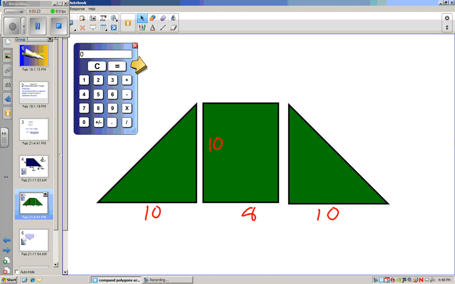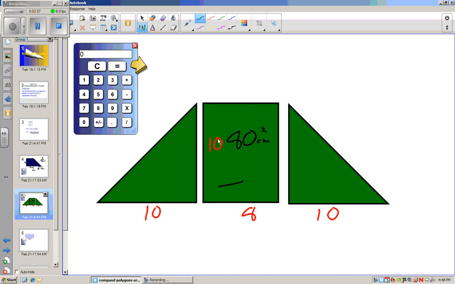If we break this up, now we're going to do the area for each of these objects. Well, let's start with the middle one. 10 times 8 is 80. So the area in here is 80, let's say, centimeters squared.